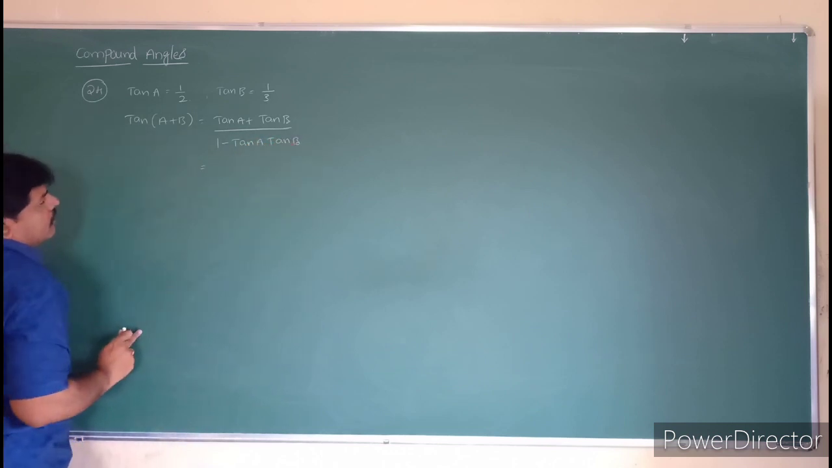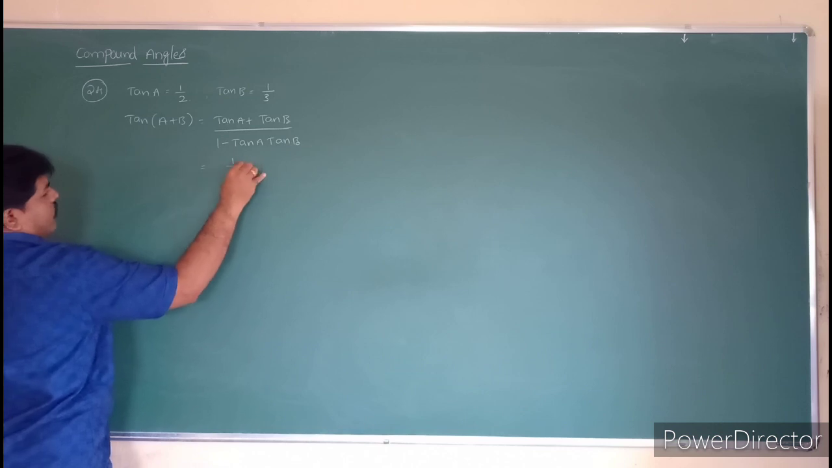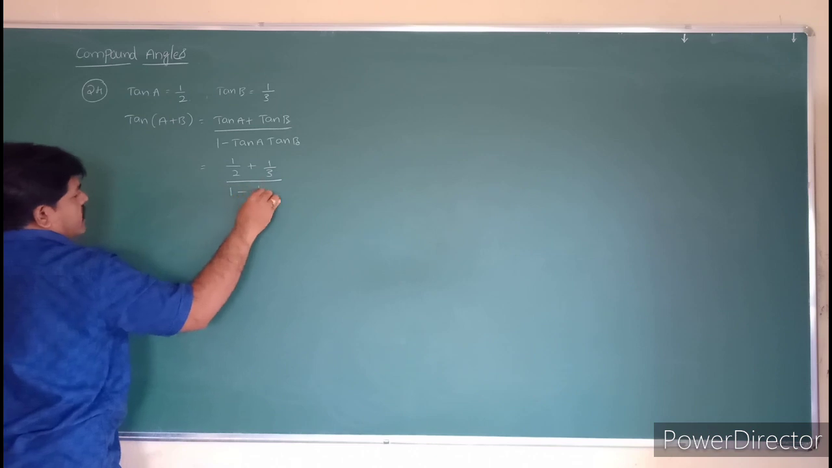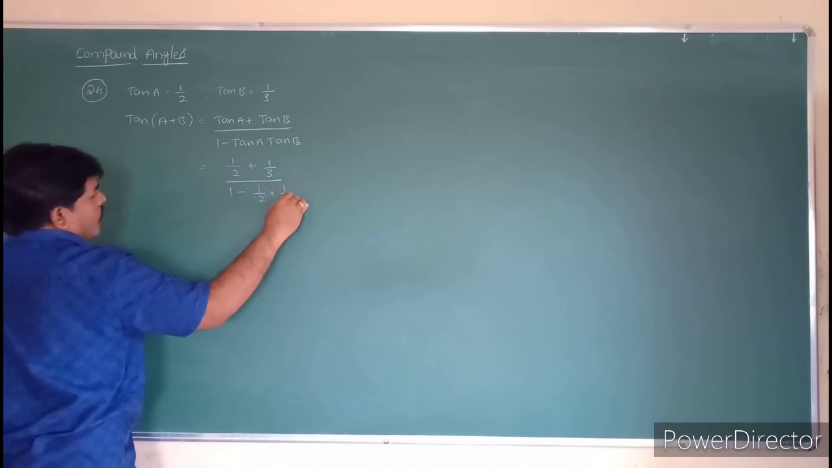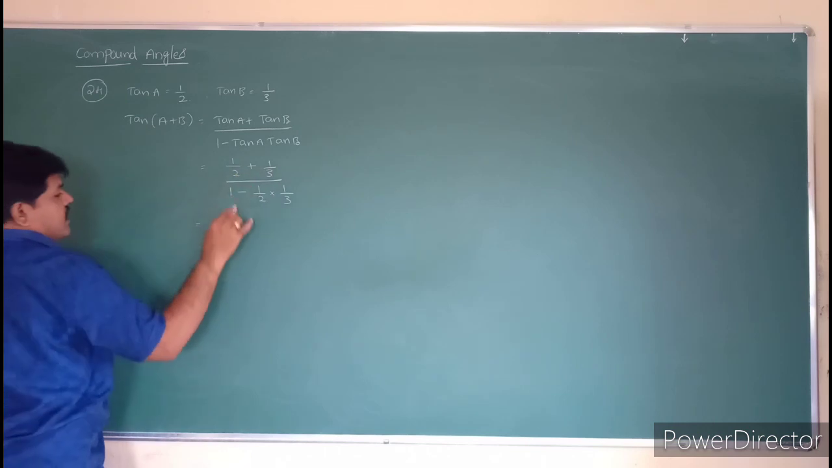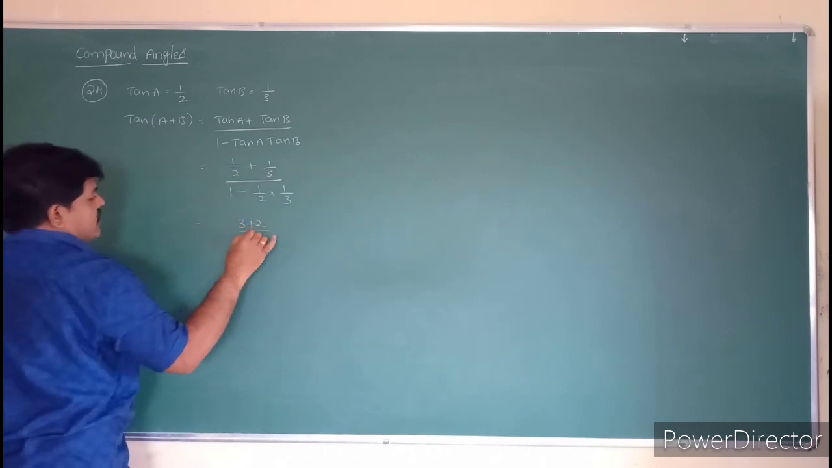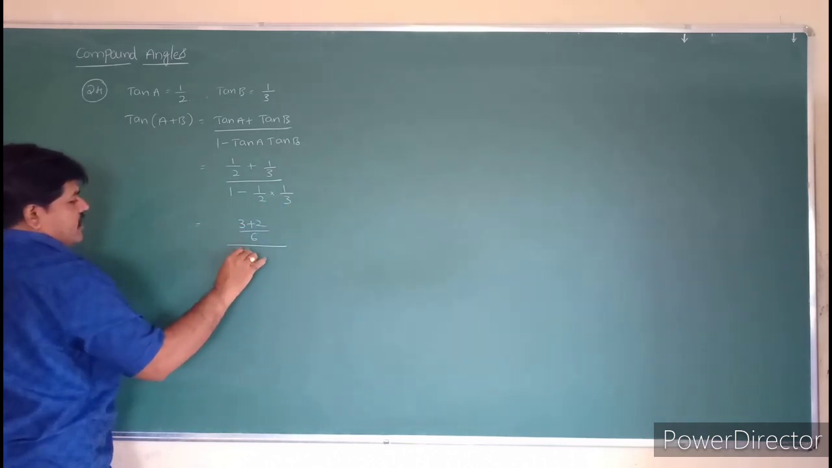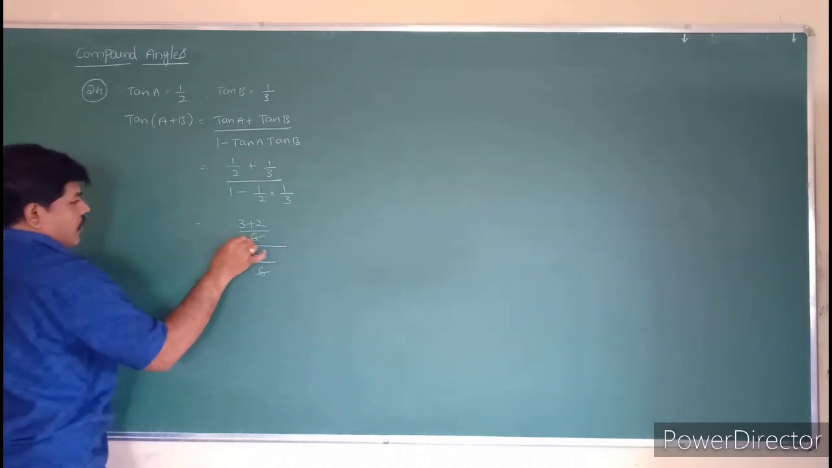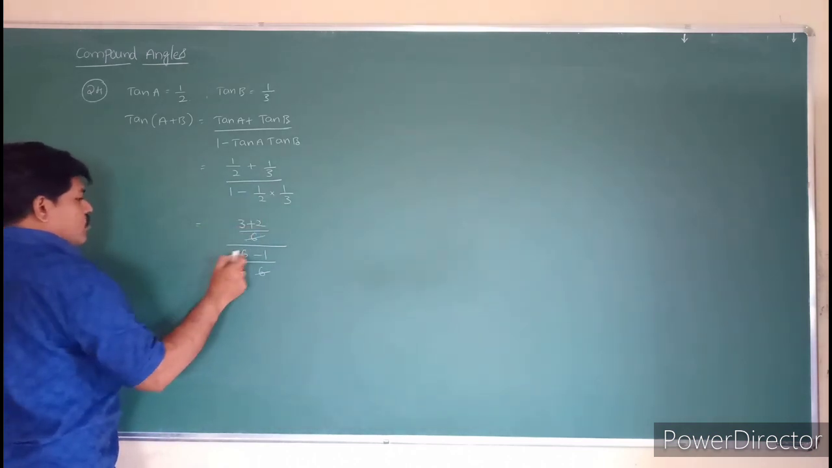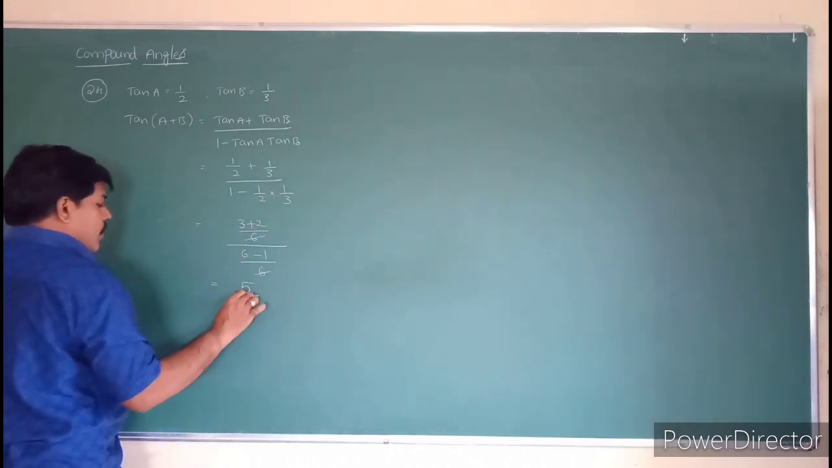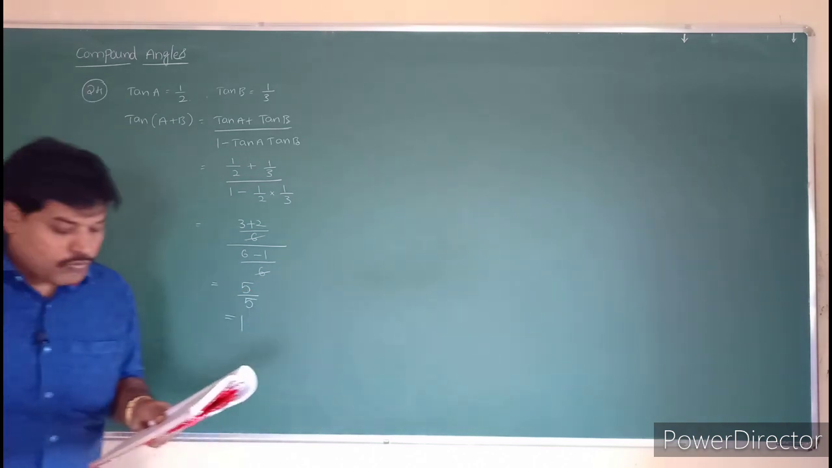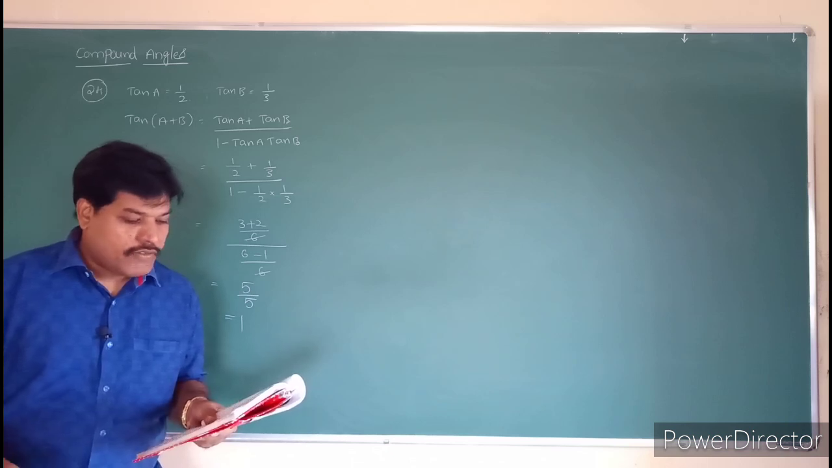So that is nothing but tan A value is 1 by 2 plus 1 by 3, by 1 minus 1 by 2 into 1 by 3. So what is the LCM we will take, students? I will take the LCM as 6. In the denominator also take the LCM as 6. 3 into 2 is 6. So cancel this value, students. 3 plus 2 by 6 minus 1, that is 5 by 6 minus 1 is 5, that is 1. So tan of A plus B is equal to 1. That is what they are asking, the tan of A plus B value.